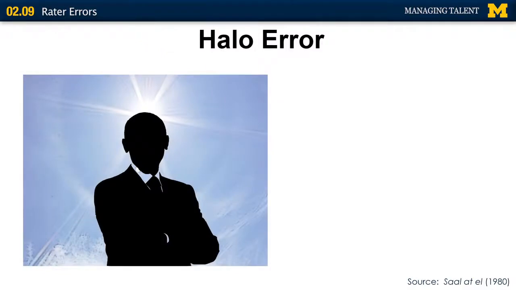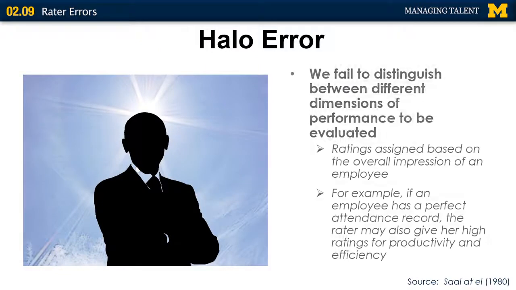And finally, I'd like for us to talk about halo error, which is the tendency to not distinguish between different dimensions of performance to be evaluated. In other words, we tend to assign ratings based on our overall impression of a given employee. I'm giving you an example here that if an employee has a perfect attendance record, the rater might also give her high ratings for productivity and efficiency.